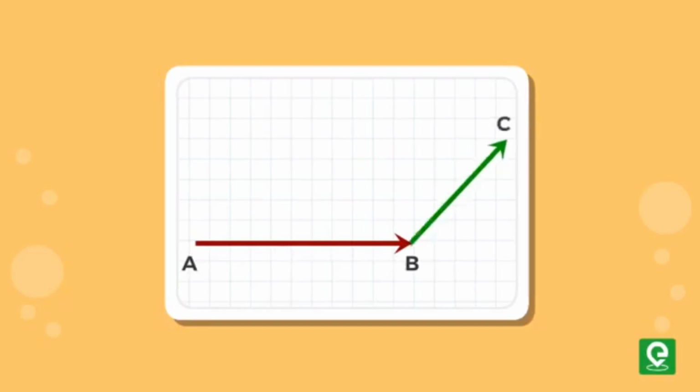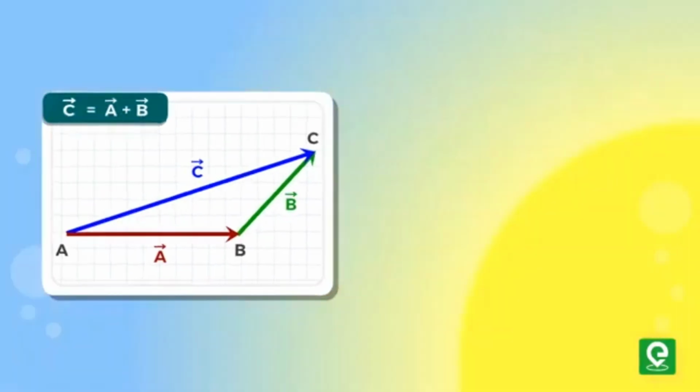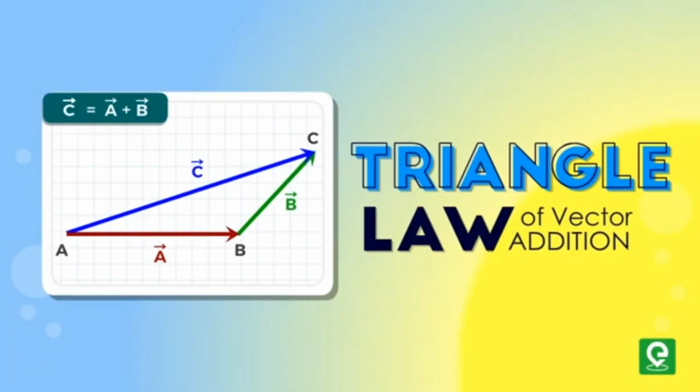Let's say that an object moves from point A to point B and then from point B to point C. The displacement of the object from A to B is represented by the vector A, and the displacement of the object from B to C is represented by vector B. Now, let's join the initial point A of the first vector and final point C of the second vector to get the sum or the resultant vector of the two displacement vectors. Vector C represents the sum or the resultant vector of the displacement vectors A and B, or vector A plus vector B equal to C vector. This is known as the triangle law of vector addition.